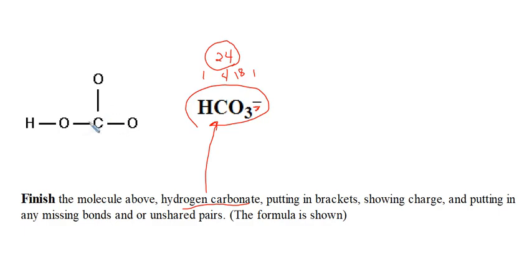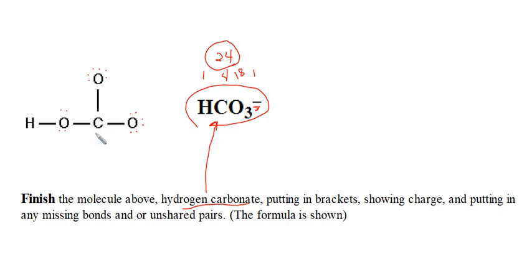Right now we have 2, 4, 6, 8. So I have to add a lot more to get to 24. So I'm going to go ahead and add some unshared pairs on this. Unshared pairs here, here.